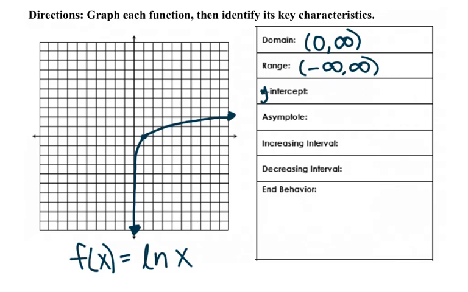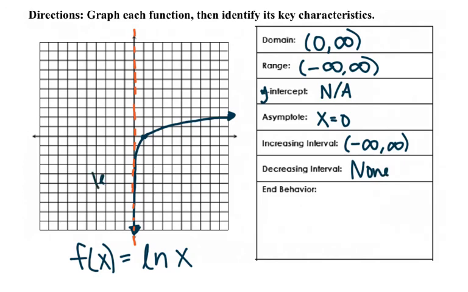The y-intercept, I'm not going to worry about that, because you can't really tell. It's just kind of getting really close to the y-axis. So really, there is none. And the asymptote, I'd say, is at x equals 0 this time. So there's kind of like an invisible line going right through here. And that's why the graph is going to get really close to it, but it never actually touches it. This graph is always increasing, never decreasing.